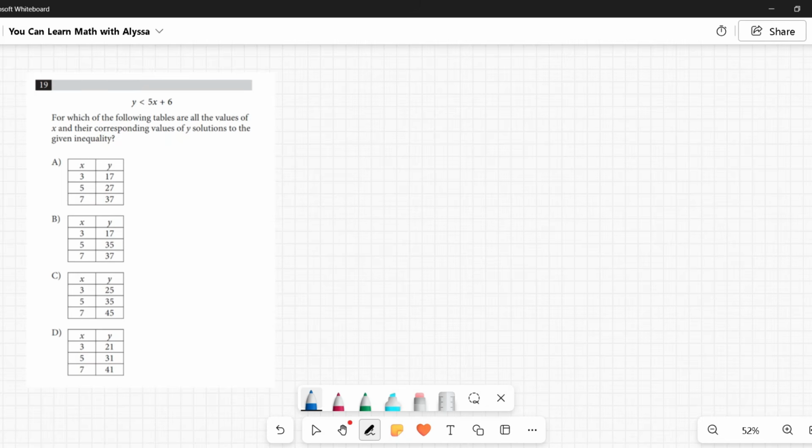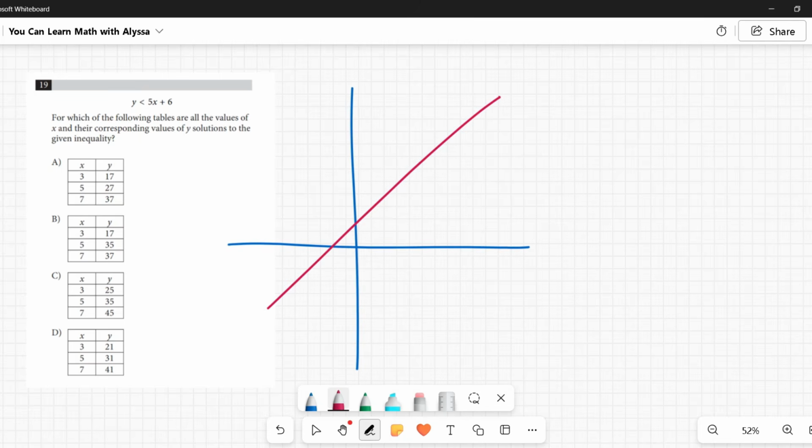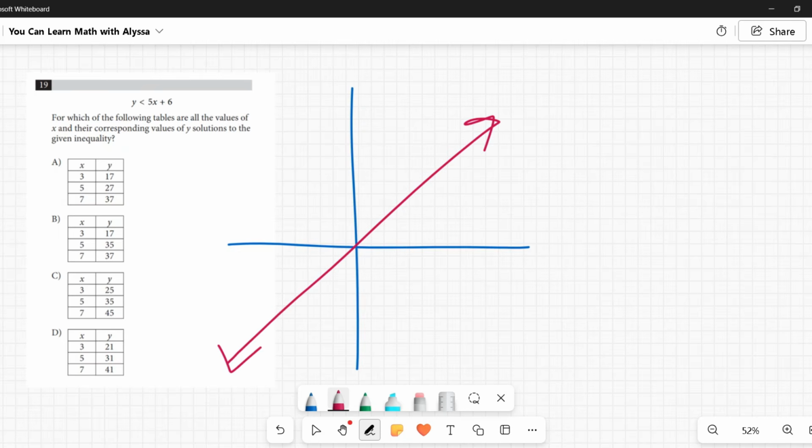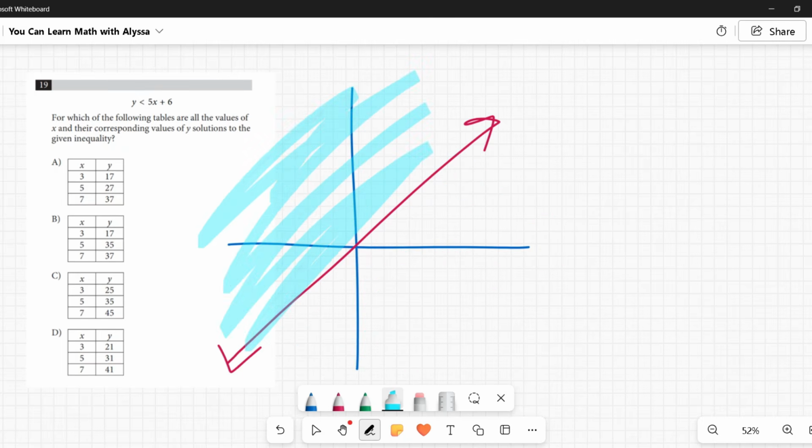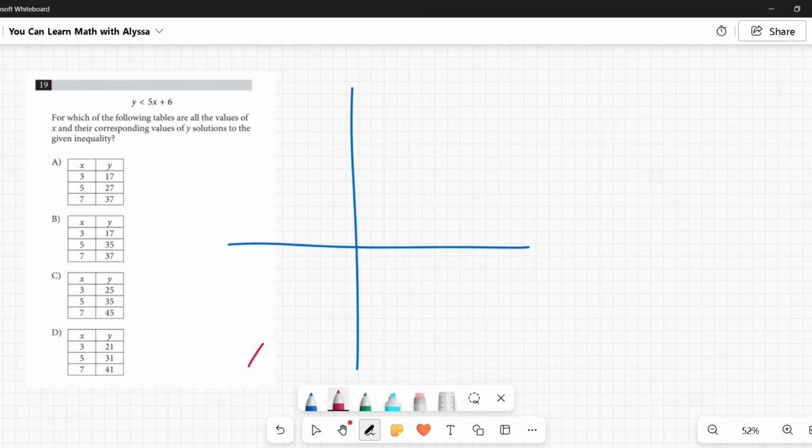When you're graphing an inequality, whether this is a line or a parabola, those are the two most common ones that are going to show up on the SAT. In the case of a line, it will either be a solid line with shading below or above it, or it will be a dashed line with shading either below it or above it. That's what we're dealing with in this case.